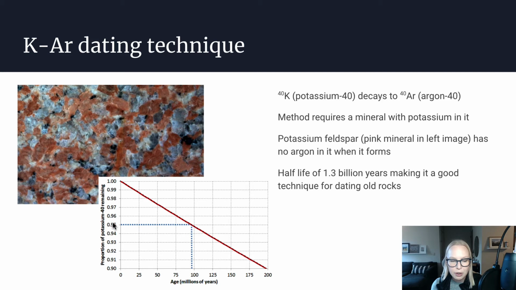If you study your rock and analyze the isotopes in it, and you find that it's 95% potassium-40 and the remaining 5% is argon-40, then you can plot this up and determine that your crystal is nearly 100 million years old. That's essentially how this process works.